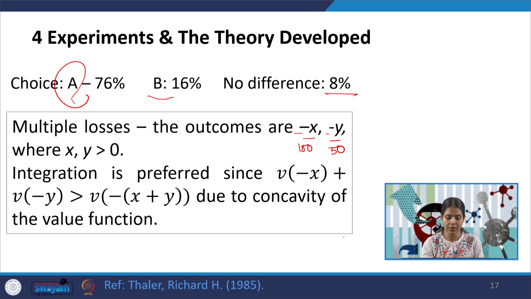So, here what is happening is that if you look at it, V(-x) plus V(-y), we are dealing with the loss domain. So, as a result of which this is a larger value, which implies that someone having V(-x-y), the losses integrated, is less upset, right, again due to the concavity of the value function.